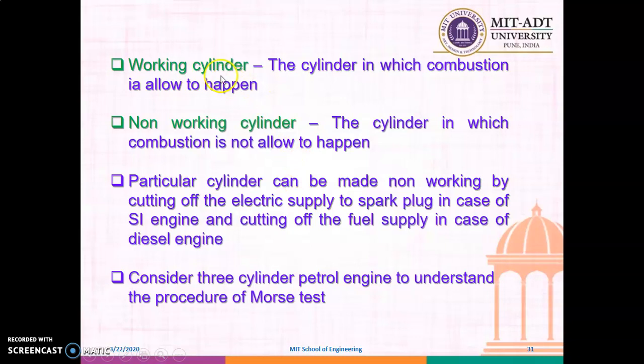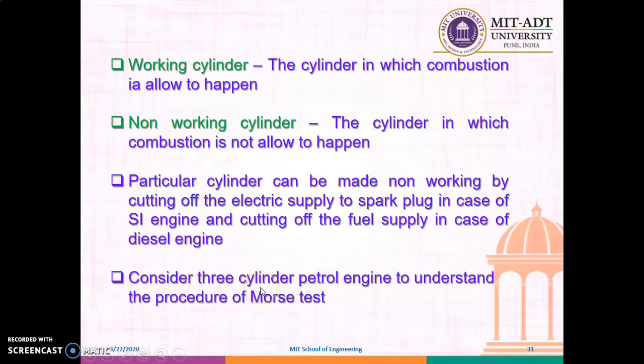Now this slide explains the difference between working cylinder and non-working cylinder. Working cylinder means the cylinder in which combustion is allowed to happen, and non-working cylinder means the cylinder in which combustion is not allowed to happen. Now how to make a cylinder non-working from working? A particular cylinder can be made non-working by cutting off the electric supply to the spark plug in case of petrol engine, or cutting off the fuel supply in case of diesel engine or CI engine.